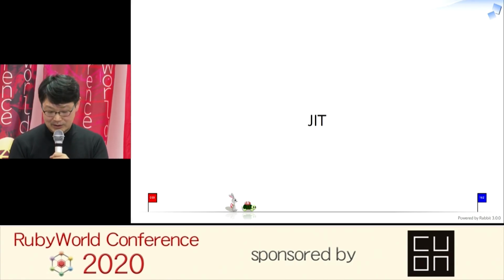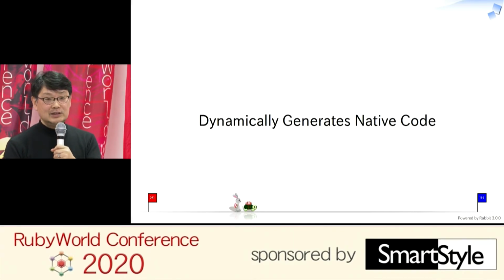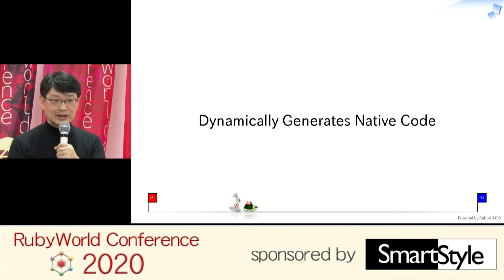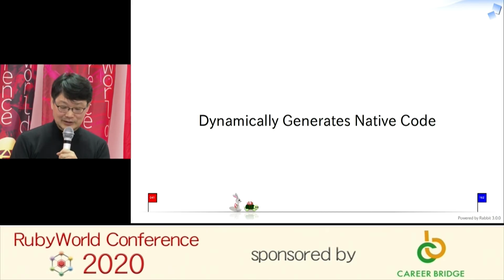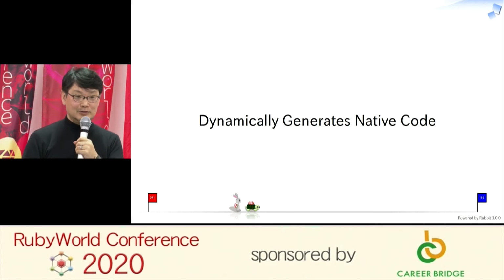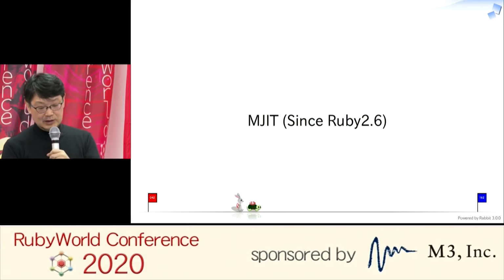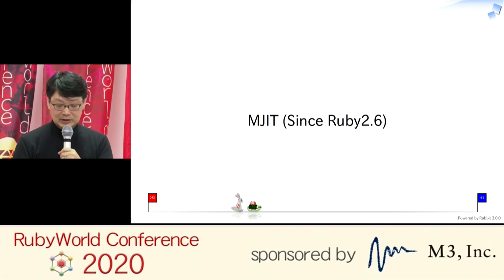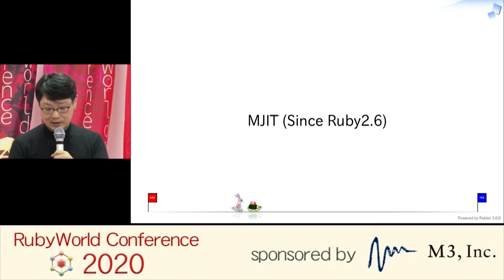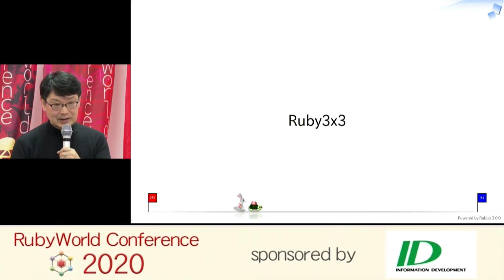From 2.6, we have introduced the JIT compiler, just-in-time compiler. It dynamically generates native code at the time of execution, and by doing this, it can improve the speed. This is a technique that has been used by Java for many years, and JavaScript and Smalltalk as well. So Ruby introduced MJIT since Ruby 2.6, and also Ruby 3x3.